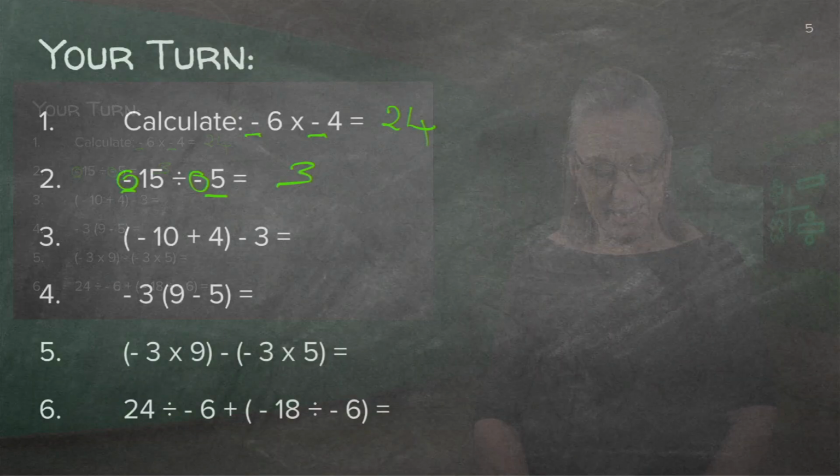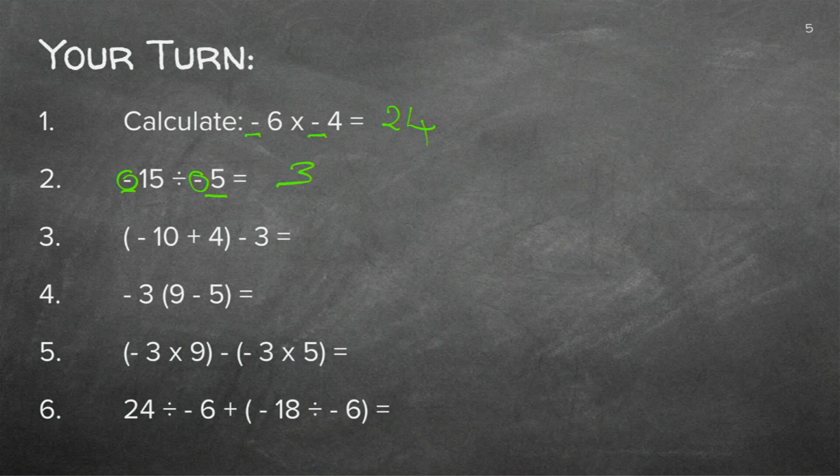Okay, this one, -10 plus 4 minus 3. So what is -10 plus 4? It is -6. -6 minus 3 is going to give us -9.